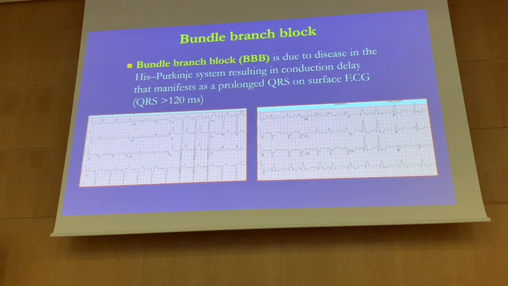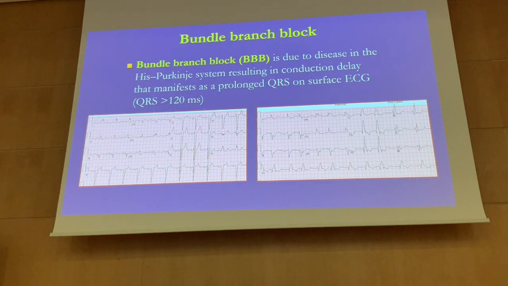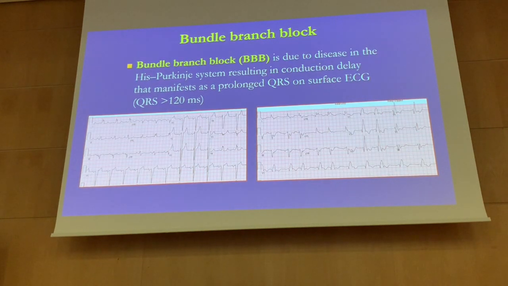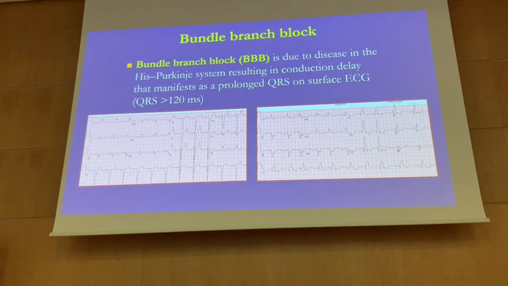So, bundle branch block. Now we have diseases affecting the sinus node. We have diseases affecting the fibers between the sinus node and the AV node. We have diseases affecting the AV node itself, which is Mobitz type 1, Mobitz type 2, and complete heart block. If the disease is progressing, now reaching the bundle of His, which is right and left.